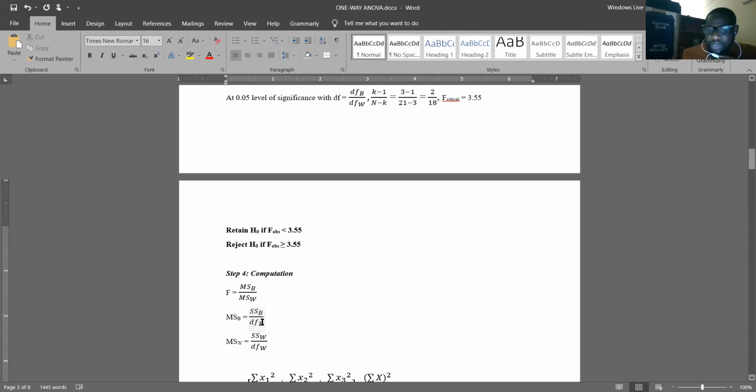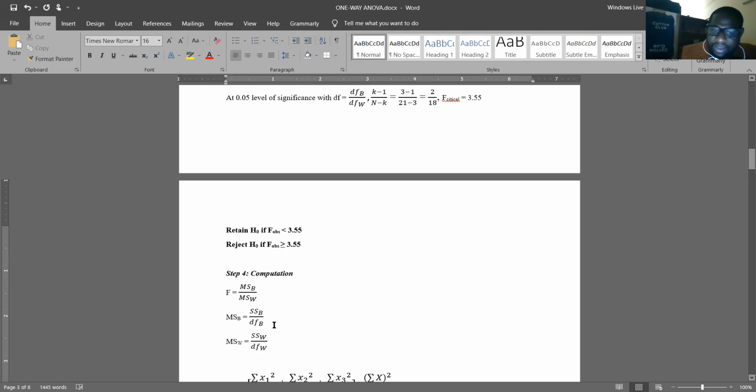And when you check the mean square for between, we already know degree of freedom for between. Because when we were solving for degree of freedom, we said degree of freedom is equal to degree of freedom for between over degree of freedom for within. And we had the degree of freedom for between to be k minus 1. So it means we already know degree of freedom for between. The same thing applies to degree of freedom for within. We already know it to be n minus k.